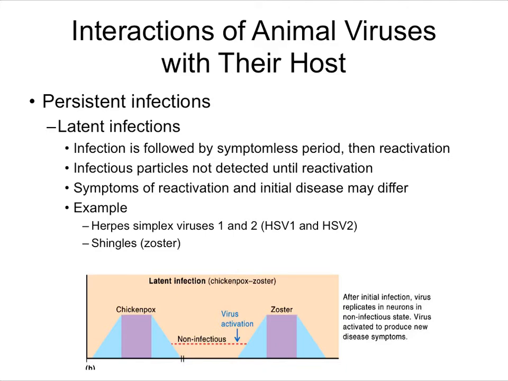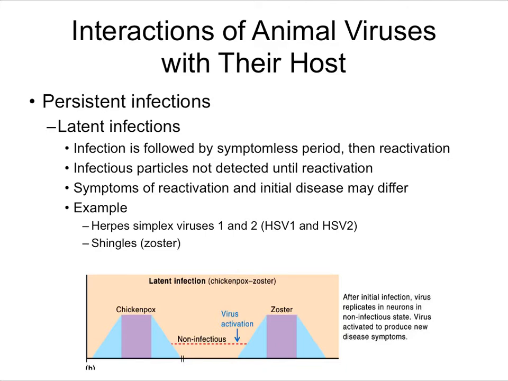So that was acute infections. Next, we have persistent infections. And there are three basic modes for persistent infections: latent, chronic, and slow. Latent infections are quite common. With latent infections, the virus infects you, you get sick, and then you get better. But your immune system hasn't totally gotten rid of the virus. The virus has just hidden out somewhere where your immune system can't get at it. And later on, it can reactivate, either in the same form or in a different form.